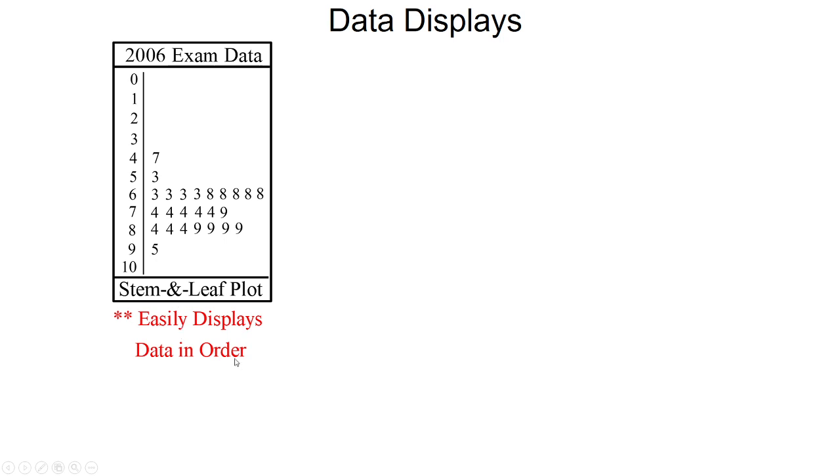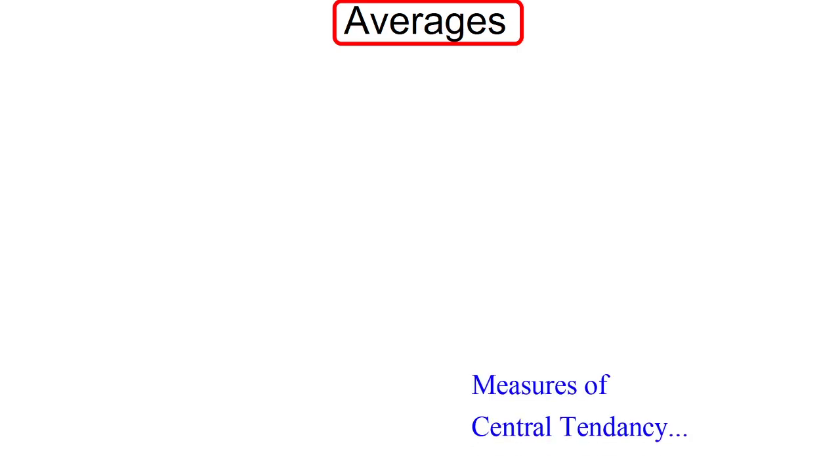It easily displays data in order. And when your data is in order, you can do all kinds of stuff with it. Next, let's talk about the 3 types of averages: mean, median, and mode. Okay. And these are called measures of central tendency.